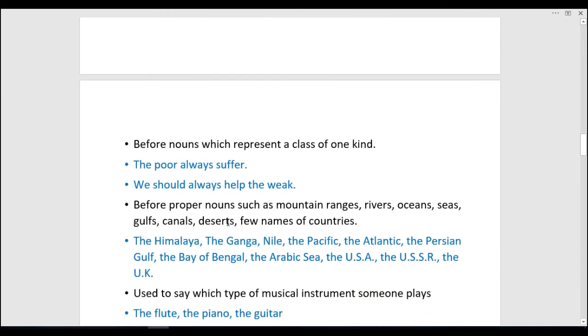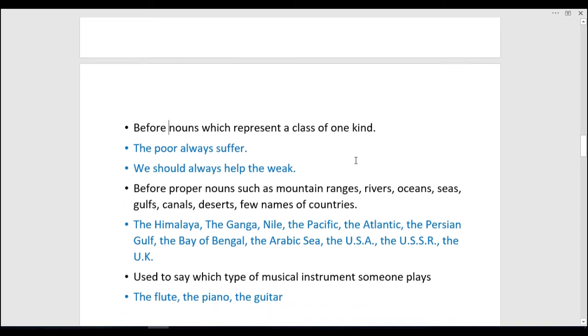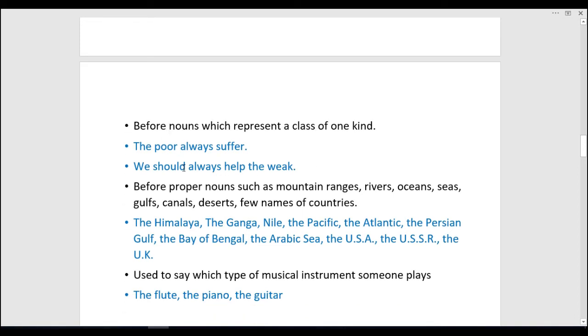Now next one is before nouns which represent a class of one kind. For example, the poor always suffer. Here poor means all poor people. When you represent all the poor people, we use the there. So this is an example: the poor suffer. Next example: we should always help the weak. Here weak represents all the weak people or all weak sections, so we use the weak here.